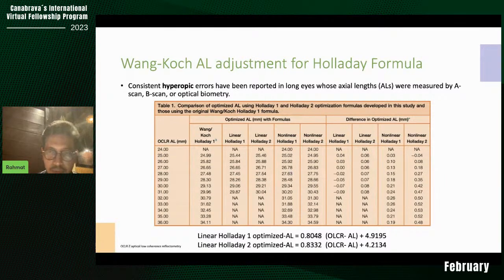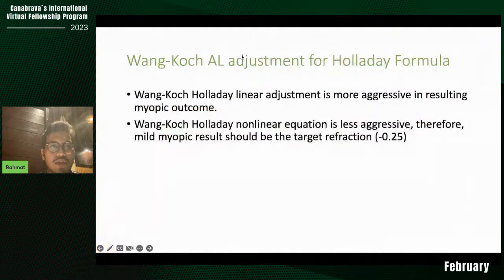variable or different, both in axial length and the IOL power result. So Wang-Koch Holladay linear adjustment is more aggressive in resulting myopic outcome, whereas the non-linear equation is less aggressive. Therefore, we should target a mild myopic result of around minus 0.25 diopter.